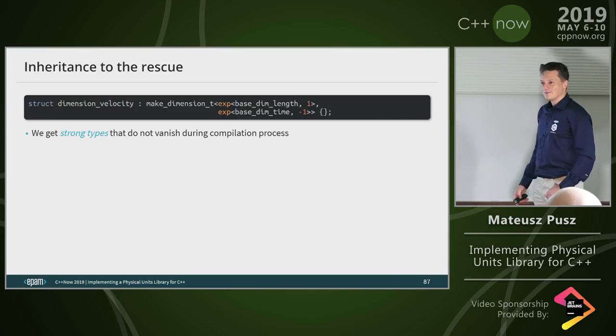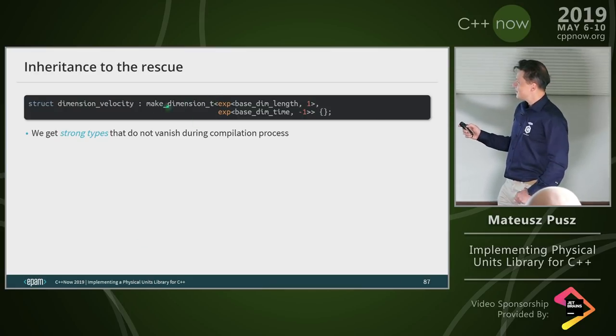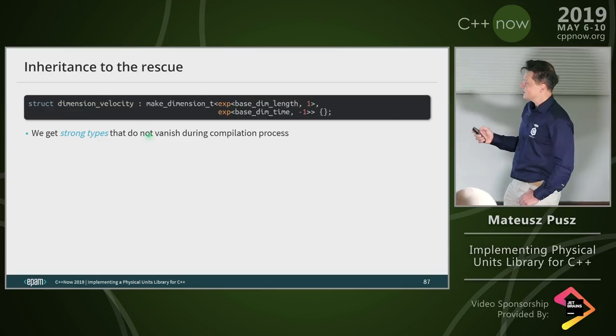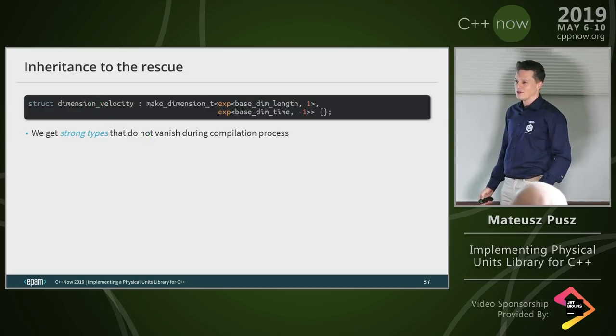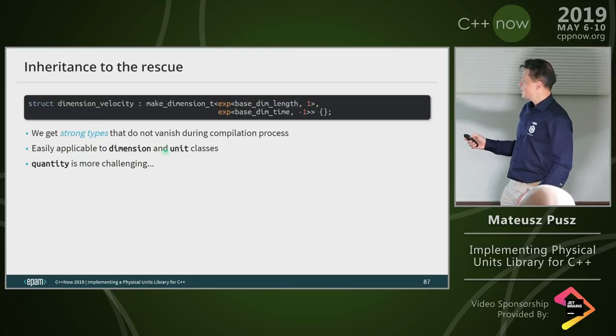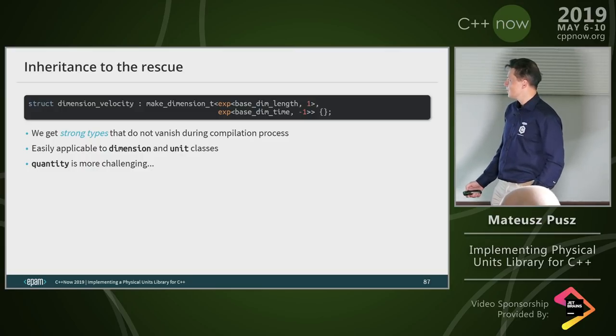Let's go with inheritance. Let's make it not an alias, but a strong type that's deriving from make dimension. Then dimension velocity will never vanish in the type system, in the compilation. It's easily applicable to dimension and unit classes. Quantity is a bit more challenging because it's a huge class template.